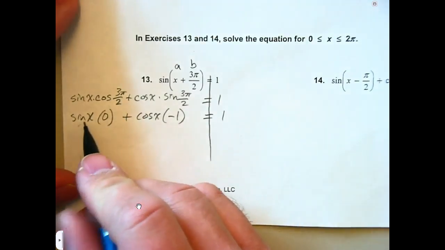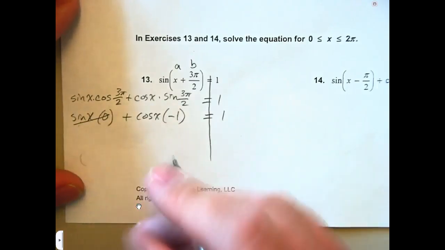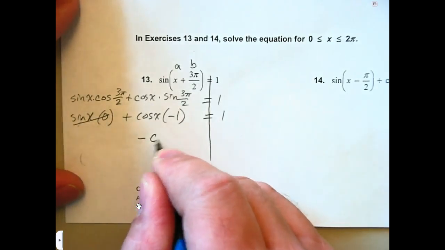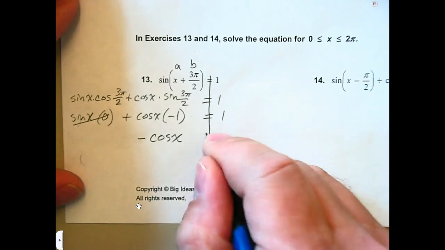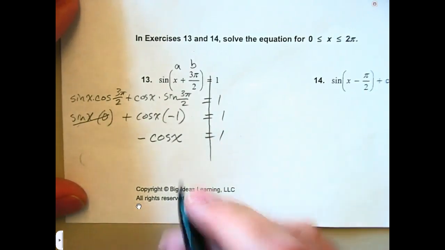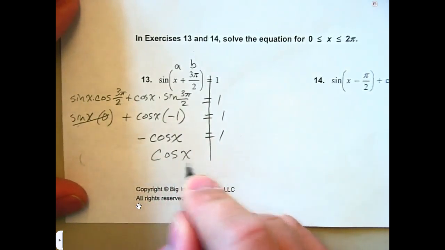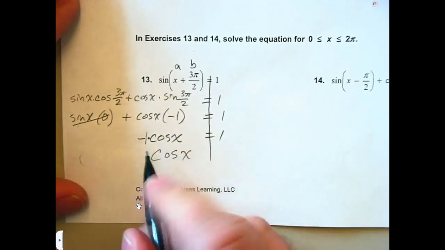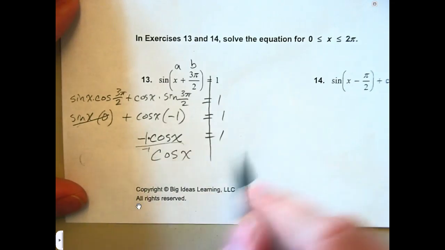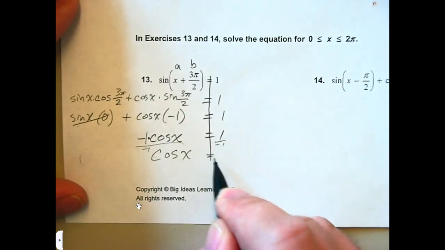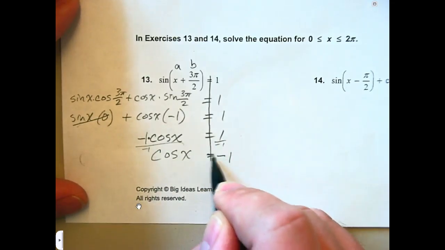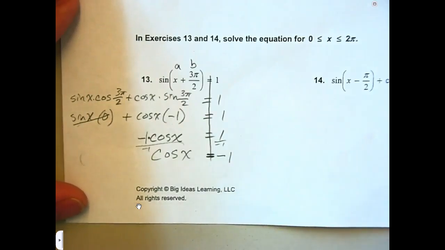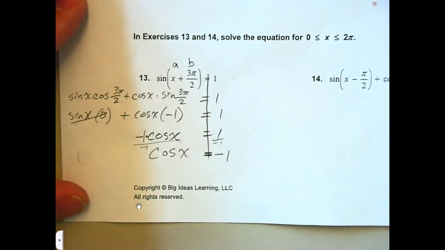So this part becomes 0. This part is negative cos x equals 1. So that means cos x equals, right, that's negative 1 times cos x. So we divide by negative 1. So cos x equals negative 1. So the question becomes, when does cos x equal negative 1?